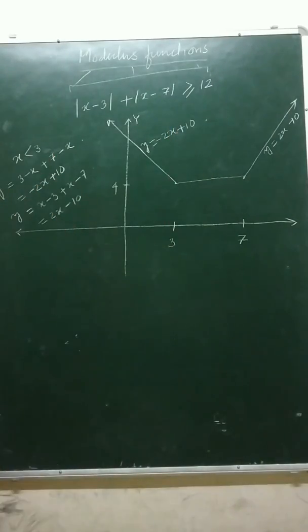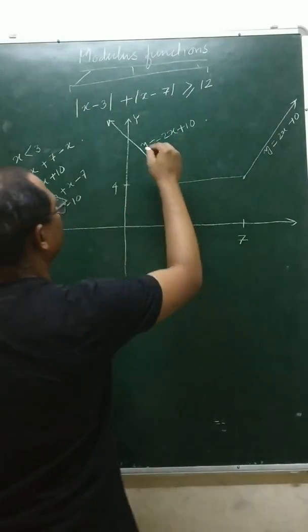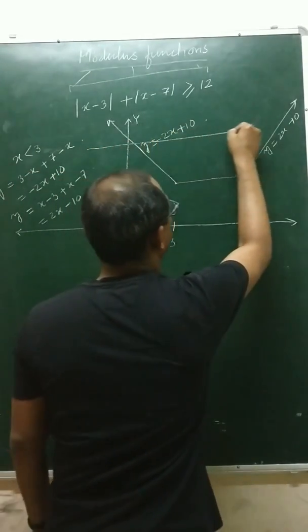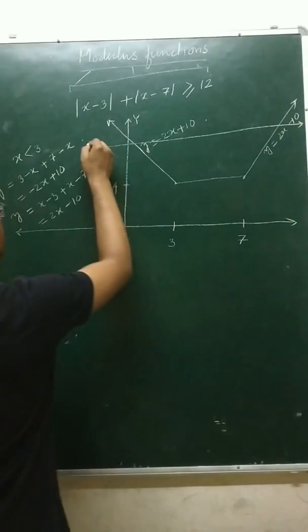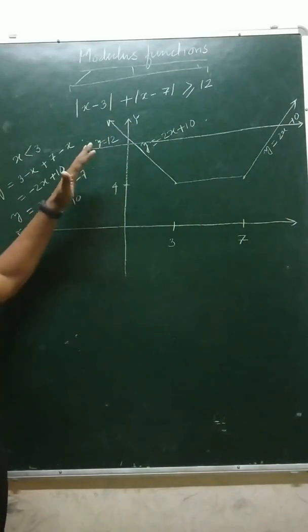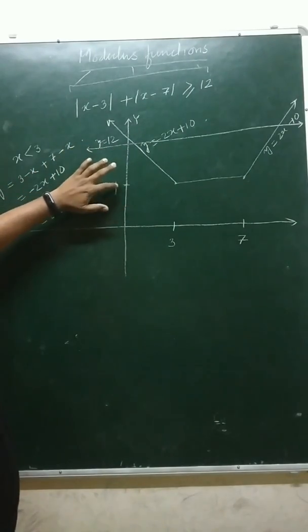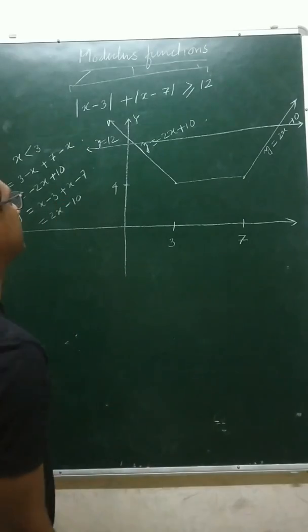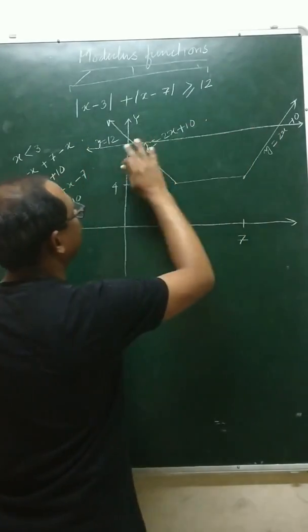Now we need y equal to 12. While y equal to 12, this will be a line parallel to the x-axis. Okay, this is y equal to 12. And don't get emotional, this 4 is there, 12 is there. This is a rough sketch only. So y equal to 12.